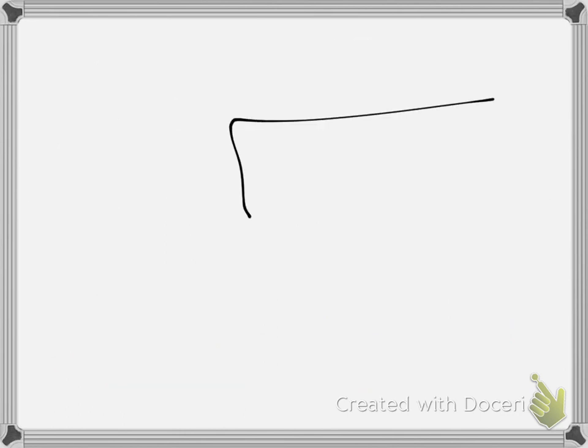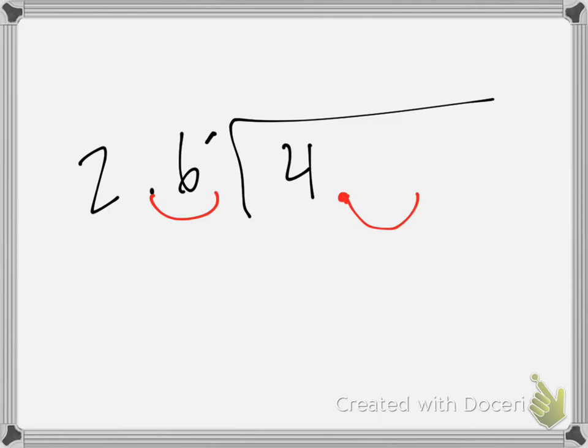So for example, if you had 2.6 and you had 4, you had to move this decimal over 1. There's no decimal here. It's an invisible decimal. So we move it over 1. If we had 2.61, then I have to move it over again and again. However much the outside is must match the inside.